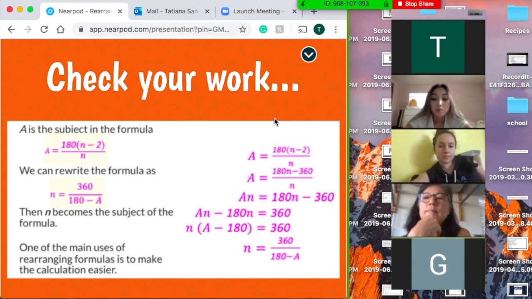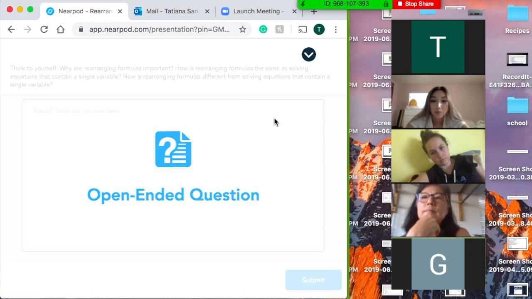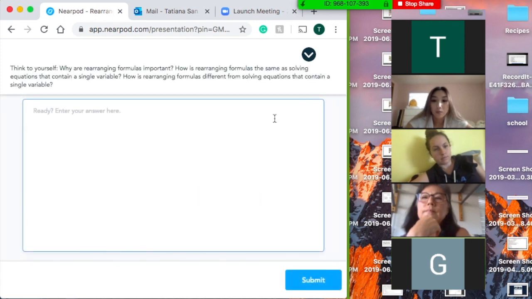So one of the main uses of rearranging formulas is to make calculations easier, which will come in handy when you're in future math classes and your calculations are much longer. So think to yourself, why is rearranging formulas important? And how is rearranging formulas the same as solving equations that contain a single variable? And how is rearranging formulas different from solving equations that contain a single variable?